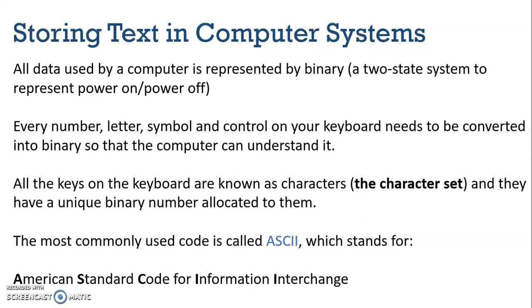So all of the keys on the keyboard are known as characters. That's also referred to as the character set. And they have a unique binary number allocated to them. So if you look at your keyboard, every single character that you can see there has a binary number that represents them. So the most commonly used code is called ASCII, and that stands for American Standard Code for Information Interchange. And that's what we're going to look at today, just how we utilize ASCII in computer systems and more how we store text using ASCII.